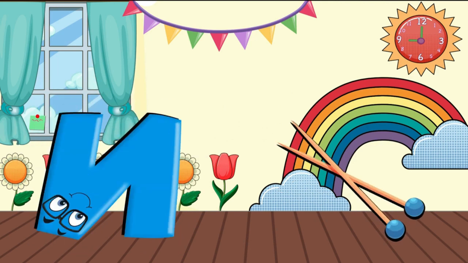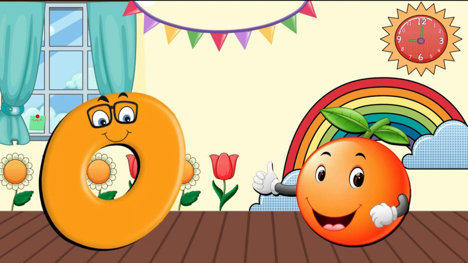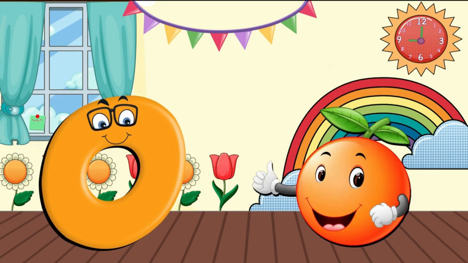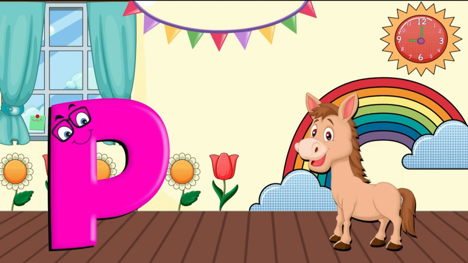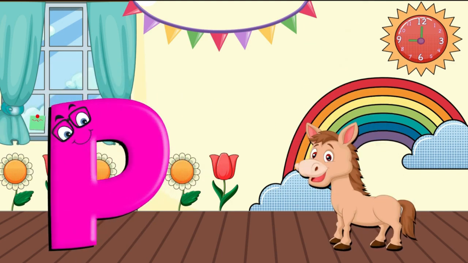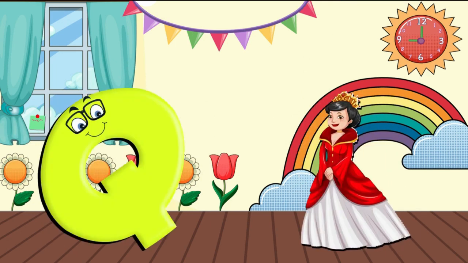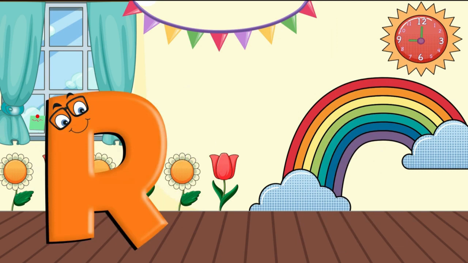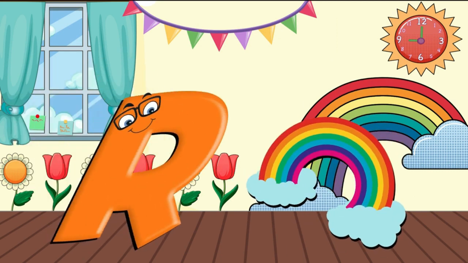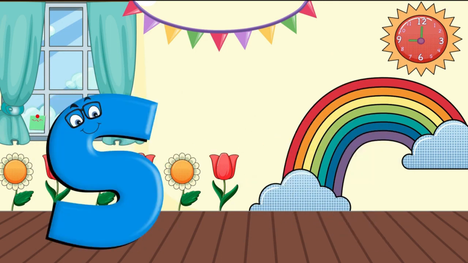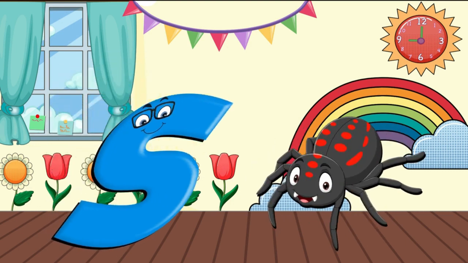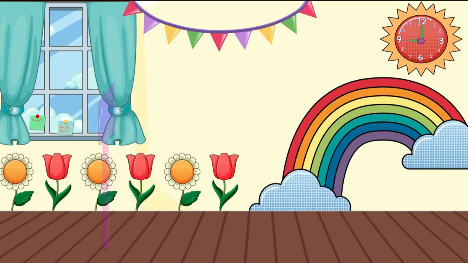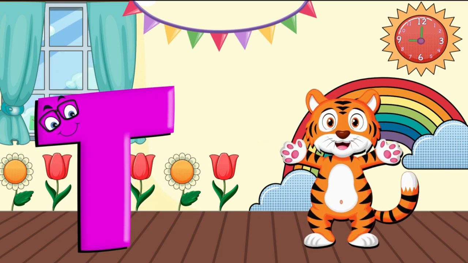N is for needle, needle. N, needle. O is for orange, orange, orange. O, orange. P is for pony, pony. P, pony. Q is for queen, queen. Q, queen. R is for rainbow, rainbow. R, rainbow. S is for spider, spider. S, spider. T is for tiger, tiger. T, tiger.